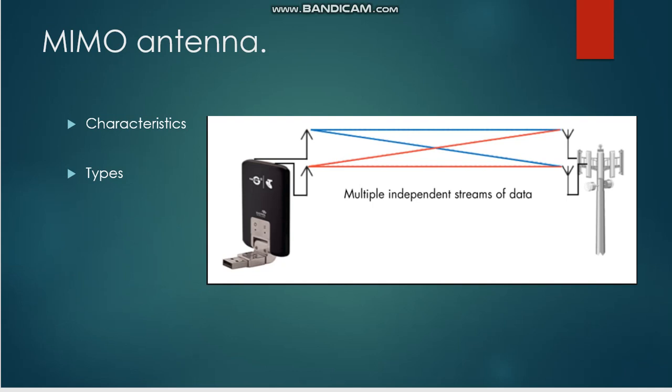Since multiple antennas are utilized, data throughput, range, and link reliability are increased. There are four types of multiple in, multiple out antennas used in the industry, which are ceiling mount, omnidirectional, channel, and sector.